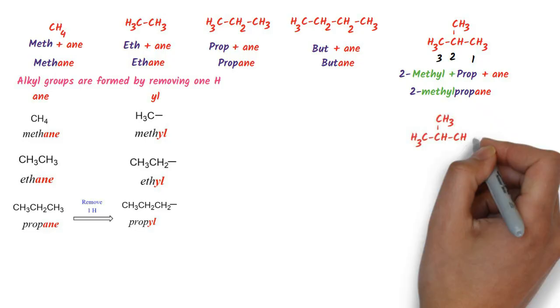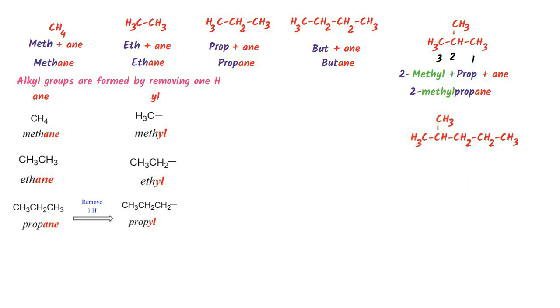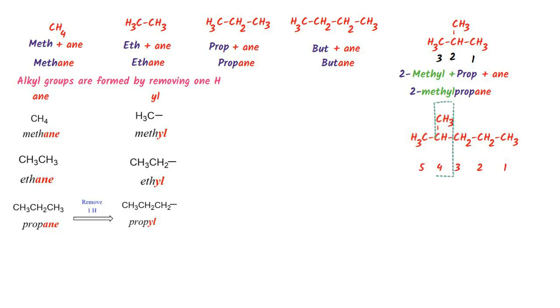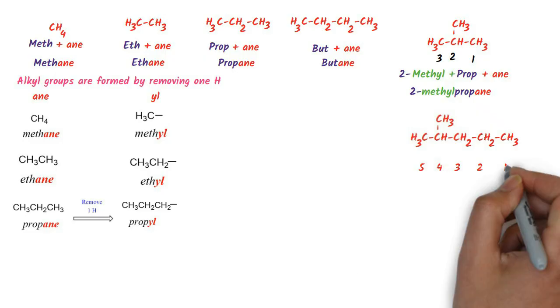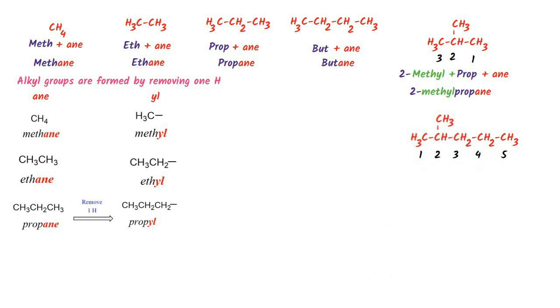Consider this molecule. The longest possible chain is of 5 carbons. If we do the numbering from right side, the branch point gets number 4. As per IUPAC, the numbering is to be done in such a way so that the branch point gets lowest possible number. Thus, this numbering is incorrect, because if we do the numbering from left side, the branch point gets number 2, which is preferred compared to 4.